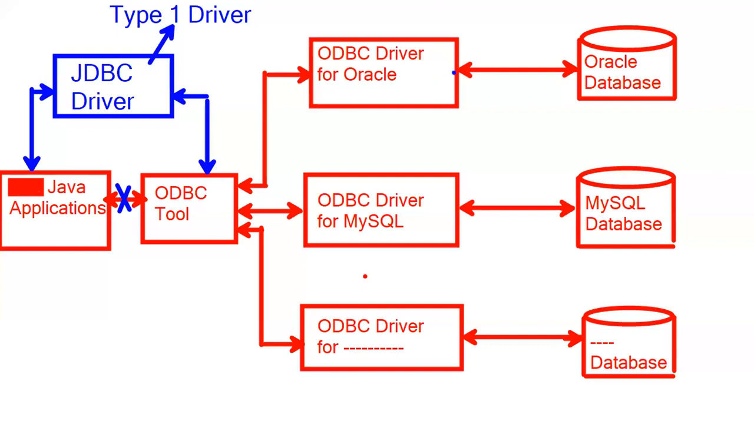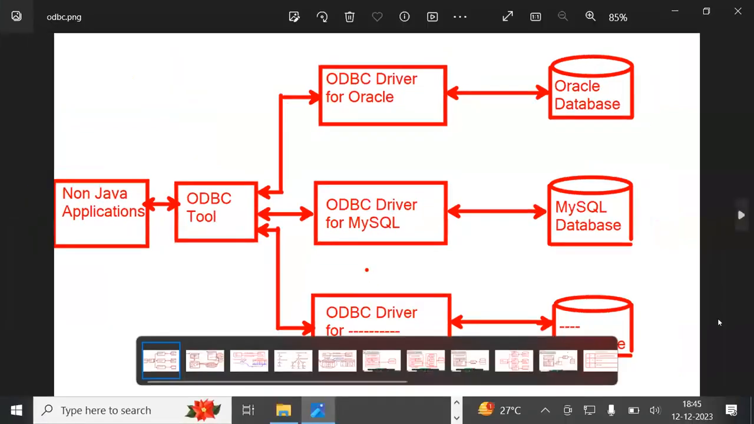I'll explain. How many ways are there to connect a Java application and database? Two ways. What are those? First, by using JDBC and ODBC drivers. Second, by using only JDBC drivers. Now you are learning by using JDBC and ODBC, which means which JDBC driver is required? Type 1 is required. That is your learning. Type 1 driver, is it one driver or many drivers? One driver. ODBC drivers, one or many? Many drivers.